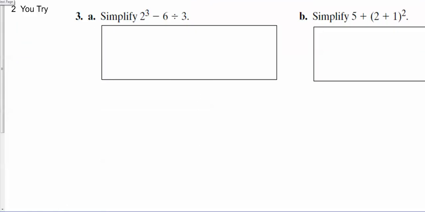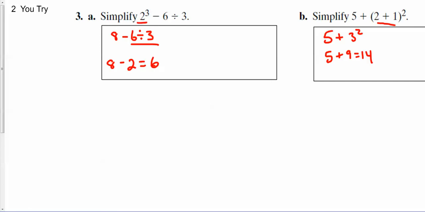Okay. Last two. We'll try these two, and then you can get working on your assignment. Okay. So give the video a pause and check to make sure that you did it correctly.